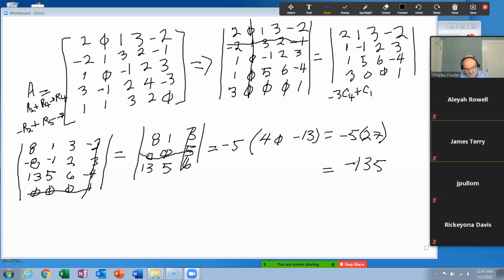Do either 39 or 41, or both if you choose. They should be at CalcChat. 43 is a proof. It should be at CalcChat. 45 is just finding a determinant. That should be at CalcChat. 47 is a guided proof. It should be at CalcChat.